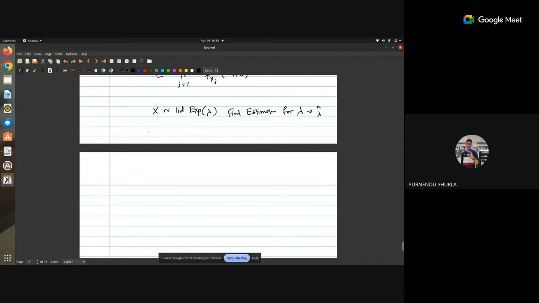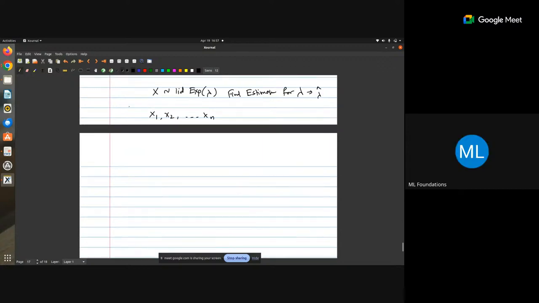Let's say I have collected some samples x1, x2, up to xn, randomly from this distribution. But when I say it's coming from IID exponential lambda, what does that mean? What is the distribution of x1? It's also exponential lambda, with density lambda e to the power minus lambda x. This is a PDF, basically, valid when x is greater than 0. Likewise for x2.